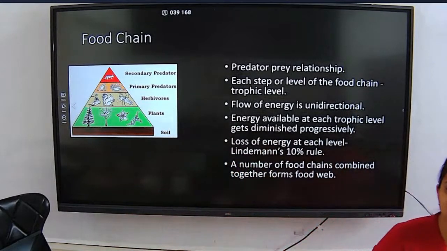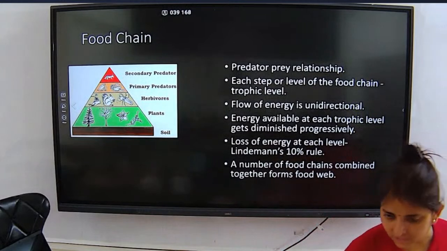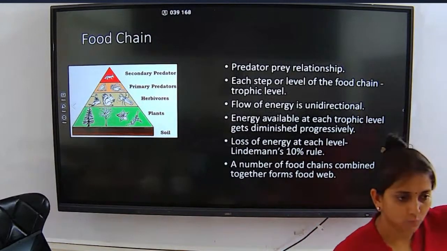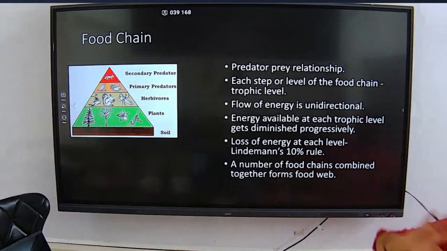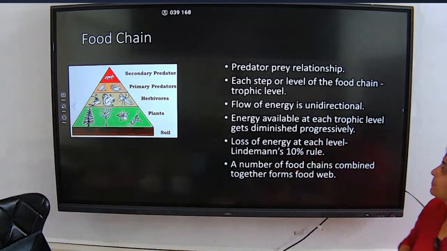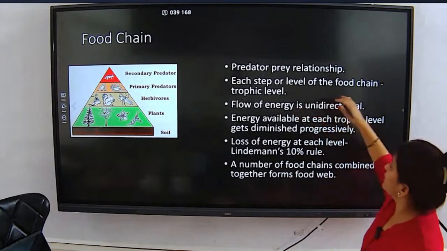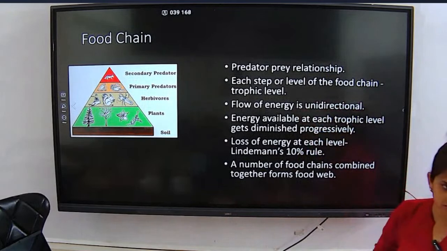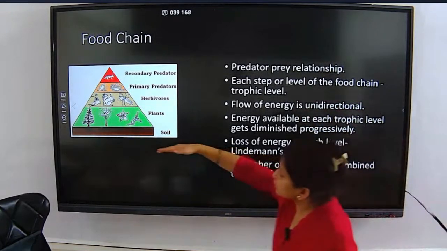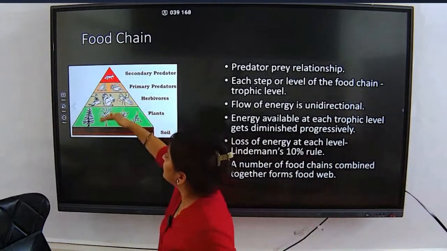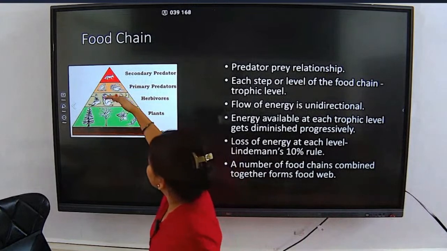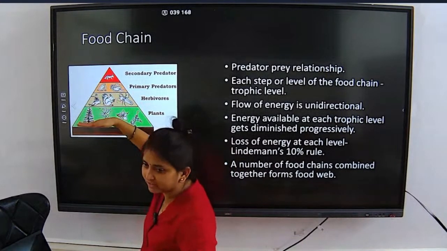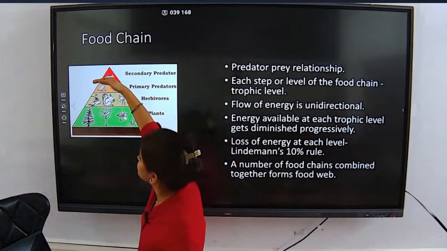Now, basically, the food chain is a depiction of the predator and prey relationship. Who is eating whom? Who is the prey and who is the predator? This relationship is depicted in the food chain. Each step or level of the food chain denotes a trophic level. This is a trophic level, this is a trophic level, this is a trophic level.